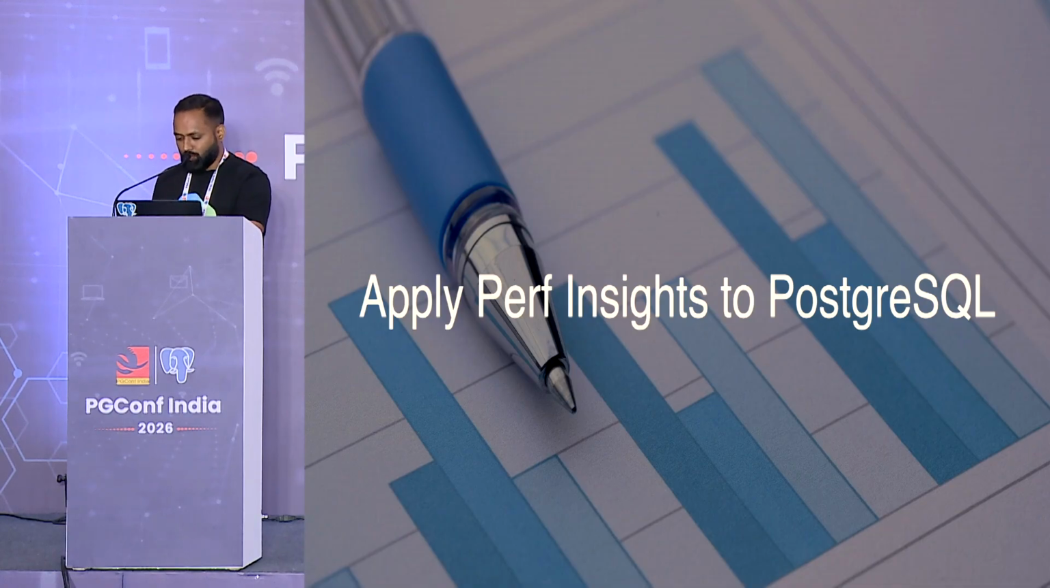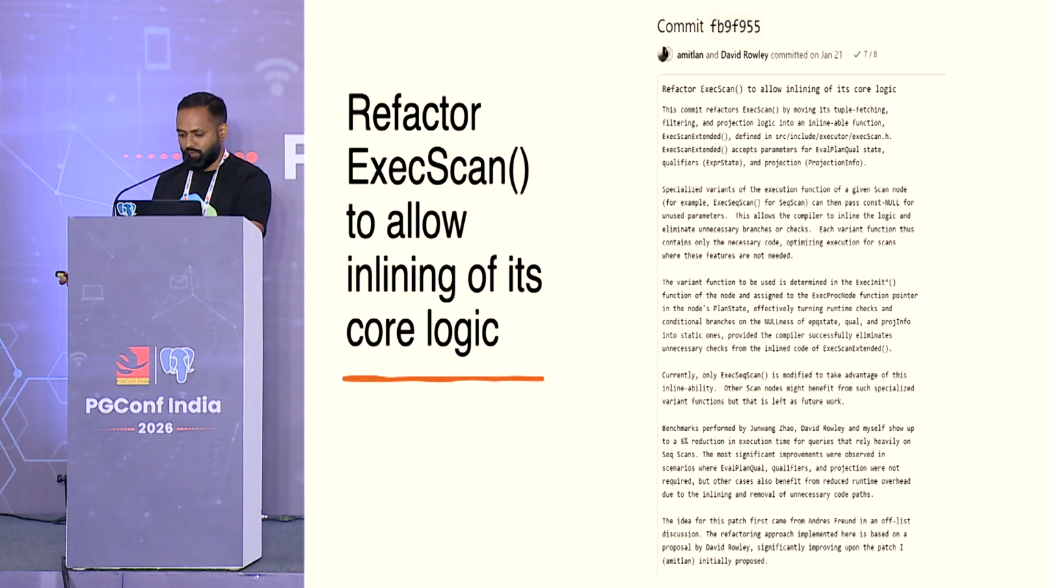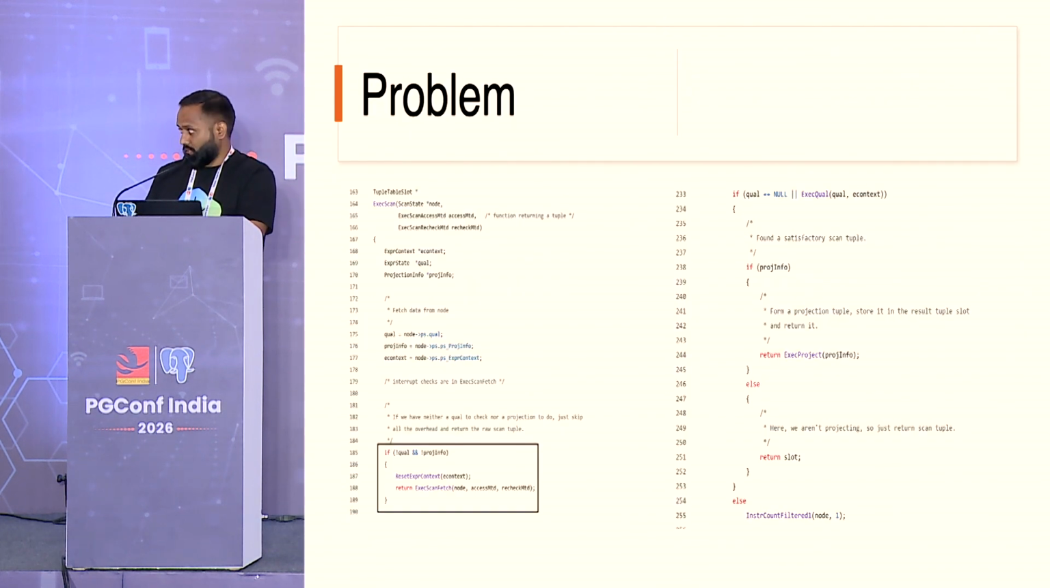Finally, I'll quickly show how this can be applied to PostgreSQL with a simple example, which was done in PG18, I think. Here, the ExecScan function is the core function which gets executed for every row returned by a select query. There were a few conditions in this function.